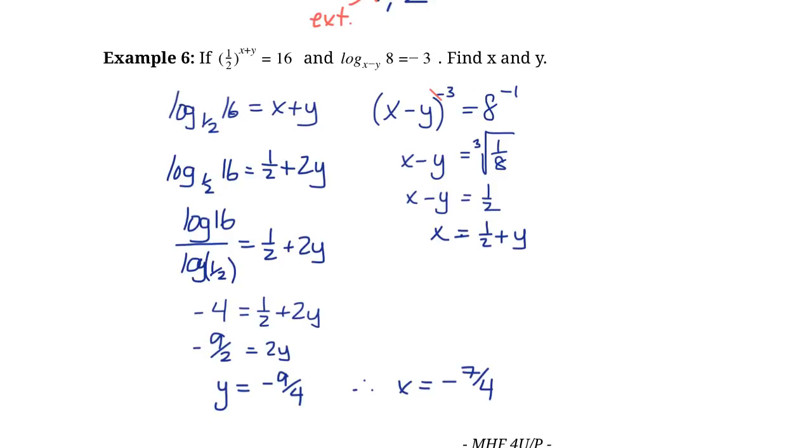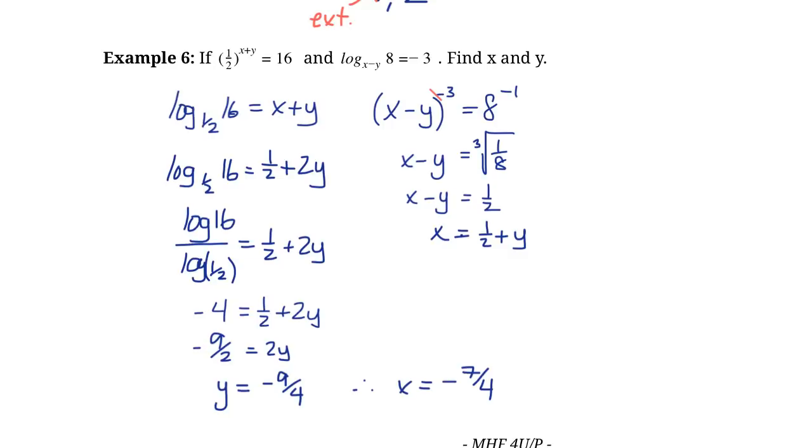And then I simplified it by moving the negative exponent to the other side. So it became 1 over 8, getting rid of that negative exponent there. And then taking the cube root of both sides to get rid of the cubed on this side. When we do that, x minus y equals 1/2. And then we can just solve for x. x is equal to 1/2 plus y.